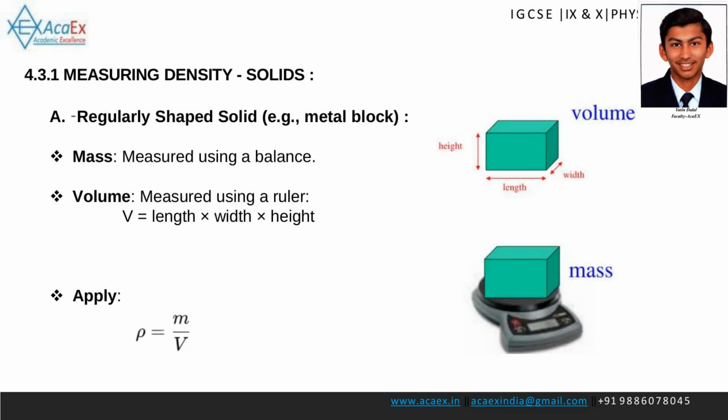Measuring density, solids. For a regularly shaped solid, like a metal block, first, measure the mass using a balance. Second, measure the volume using a ruler. The formula is volume equals length multiplied by width multiplied by height. Finally, apply the density formula, ρ equals mass divided by volume.